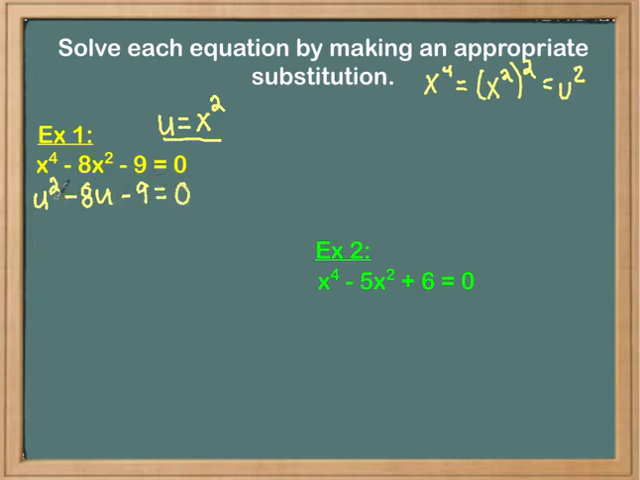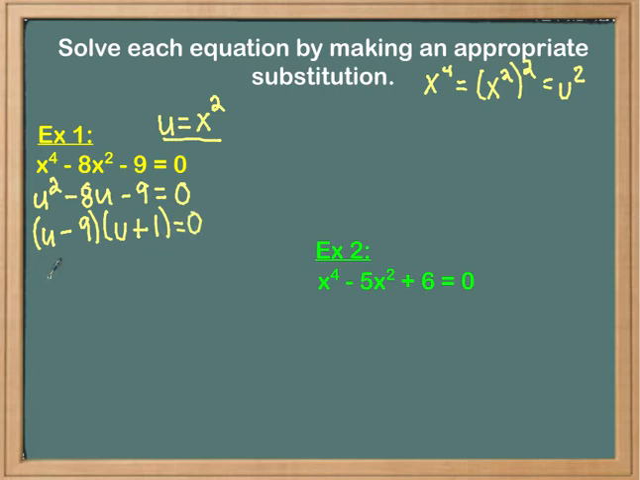Now you'll see that we have a quadratic trinomial. That's something you're more comfortable solving. So I'm going to go ahead and factor that. I'm not going to take too much time talking about that. What multiplies to -9 and adds to -8? We get u minus 9 and we get u plus 1.